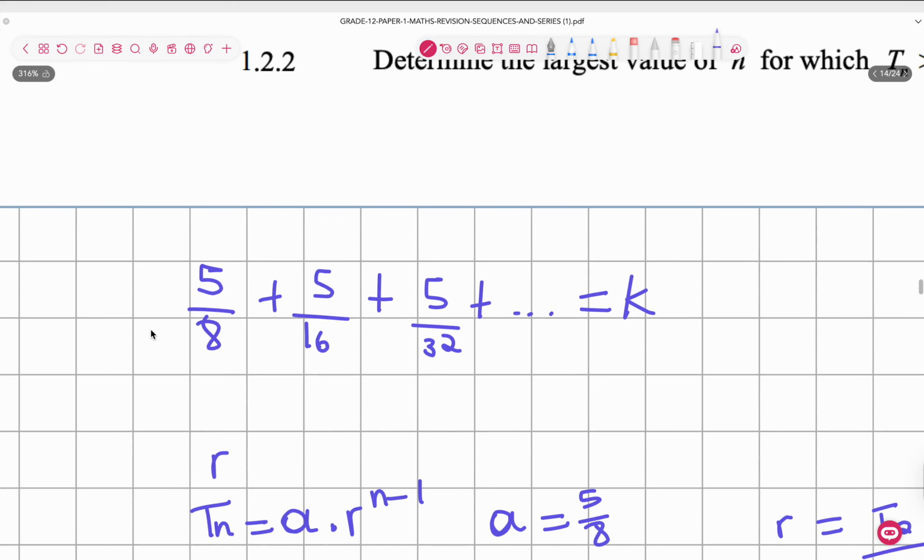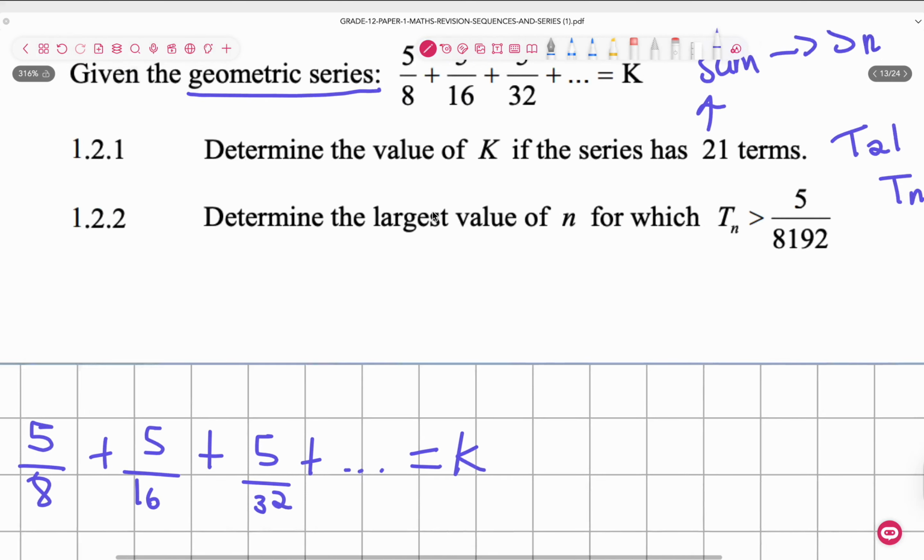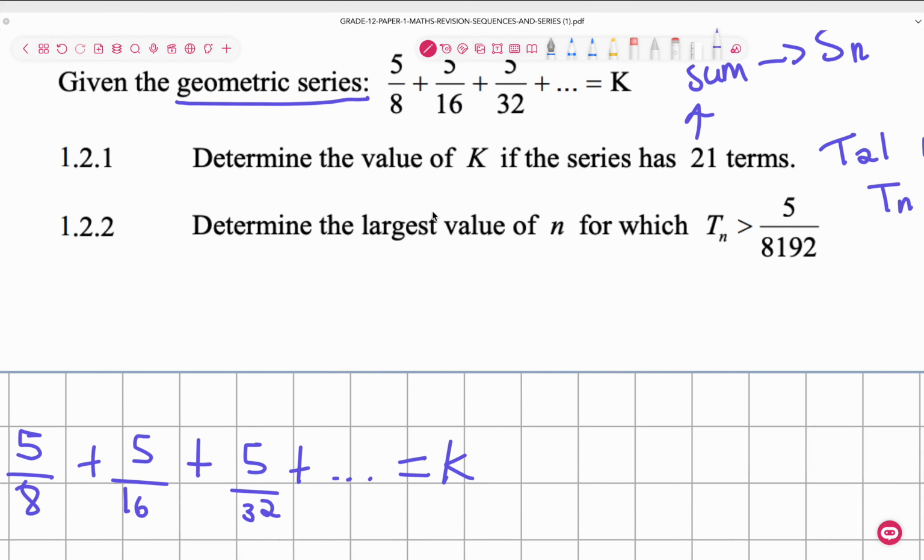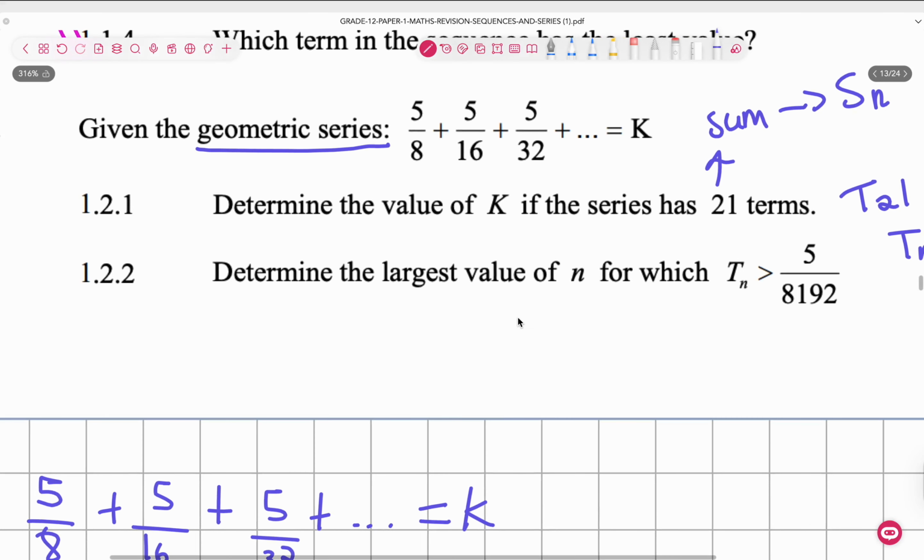1.2.2. The question says, determine the largest value of n for which Tn is greater than 5 over 8,192. Such questions always seem tricky, especially this portion of question 1. It's usually question 2, but here it's question 1. It seems quite tricky because you're given all this jargon and you feel like, oh, I don't understand. What do they mean by Tn being greater than? These are things that you're not usually used to seeing. But if you understand inequalities, this shouldn't be too big of a problem for you.